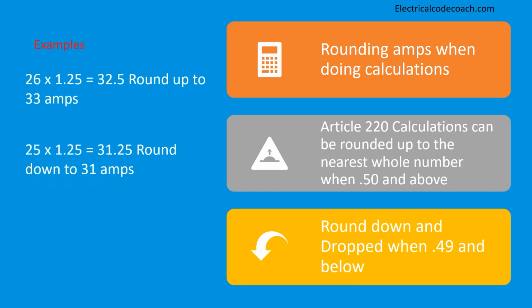So it's going to look something like this. If we had a calculation that was 26 multiplied by 1.25 and we came up with an answer of 32.5, we would round up to 33 amps. If we ran into a calculation that was 25 multiplied by 1.25 and we came up with 31.25, we're going to round back down to 31 amps. So if it's 0.50 and above, you're going to round up, and if it's 0.49 and below, you're going to round down.